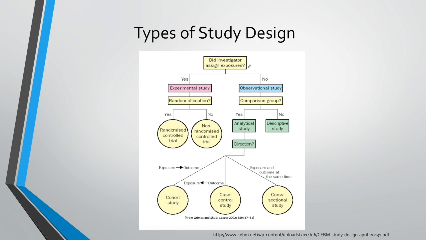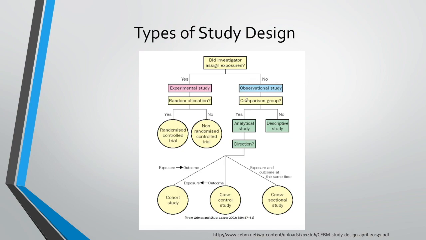Which, as we know, is the difference between an experimental study and an observational study. If the investigators did assign the exposure or the intervention, that makes it an experimental study. The next question to ask is whether this intervention or exposure was randomly allocated. And if so, that makes it a randomized controlled trial. If not, then it makes it a non-randomized trial. Of course, randomized trials can be further divided into different types, such as crossover studies, etc., but we won't go into that. If the investigators did not assign the exposure, that makes it an observational study.